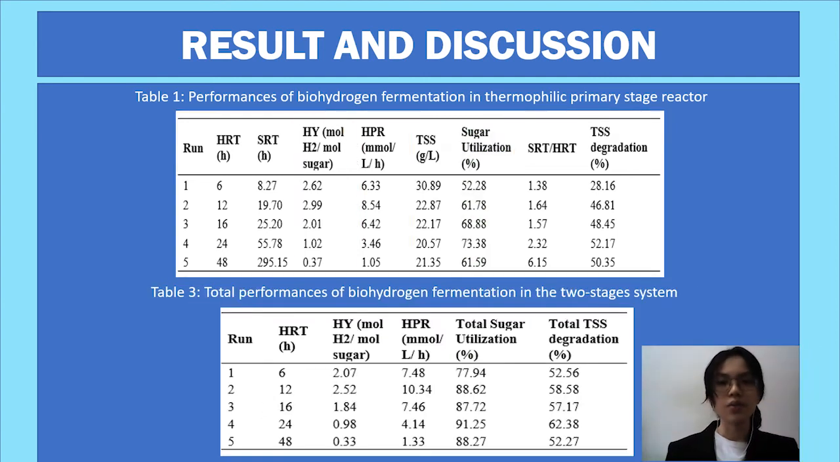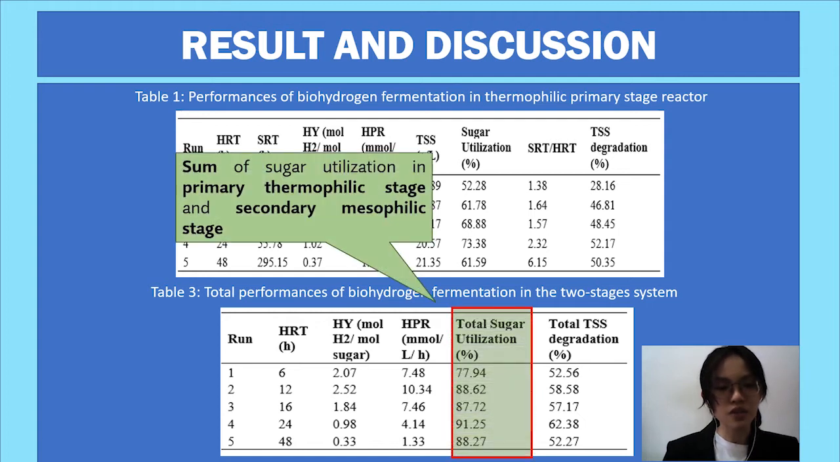With that, a two-stage ASBR reactor system is proposed with thermophilic condition in the first stage followed by a secondary mesophilic system. Most of the sugar is utilized in the primary thermophilic fermentation, and the remaining sugar available is further utilized in the secondary mesophilic fermentation. In Table 3, we can see that when the two-stage system is introduced, the total sugar utilization has greatly increased for all HRT as compared to the single-stage system.